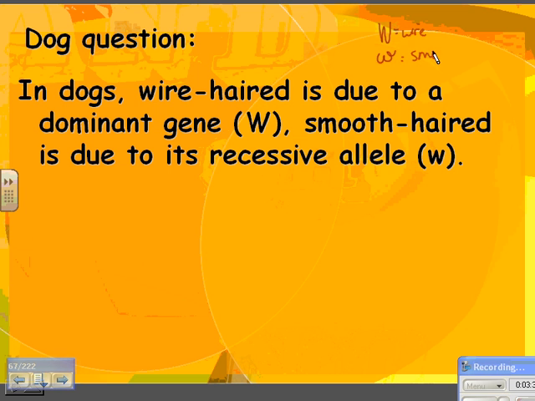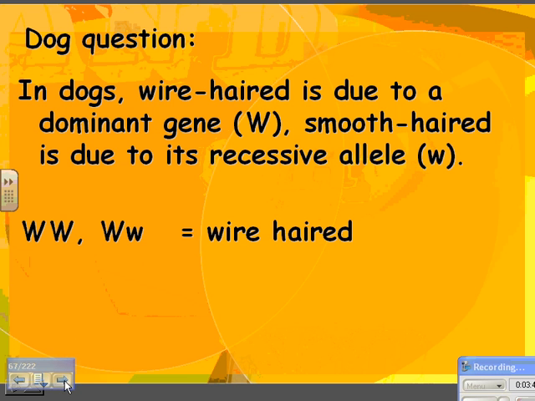Little w equals smooth. Maybe my big W is going to have a little straight line here or something to make me remember. You've got to figure out how to draw yours so they look very different. That's the biggest mistake you're going to make here, if you draw a big W and a little w and you can't tell the difference between them. So anyway, whether it's homozygous or heterozygous, as long as you've got at least one big W, it has wire hair, the rough stuff. Little w is smooth hair.